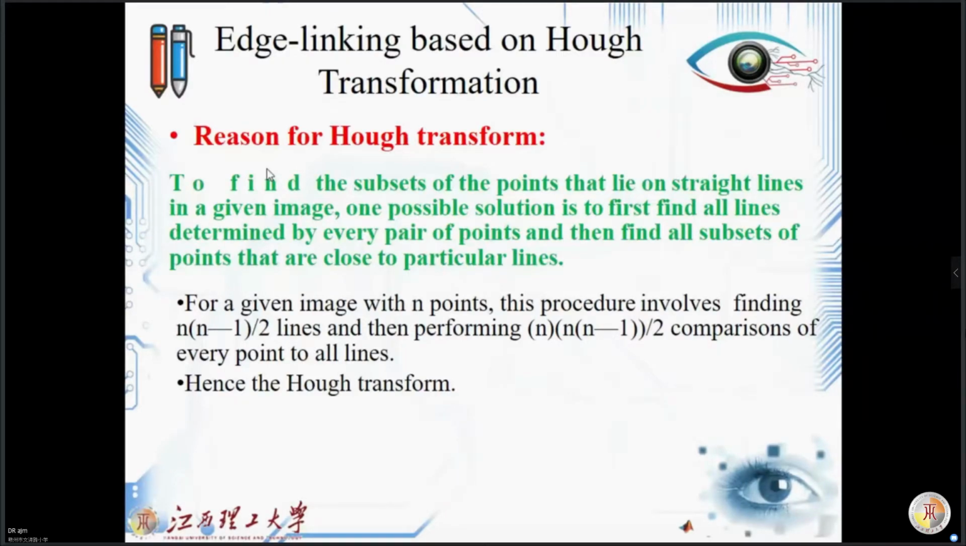For a given image, suppose we have n points. This procedure will involve finding n times (n minus 1) divided by 2 lines, and then performing n times the previous formula comparisons of every point to all lines. Hence, we have the Hough transform.